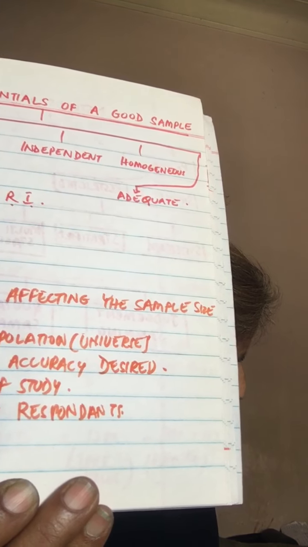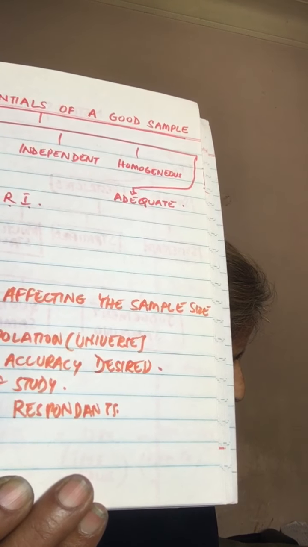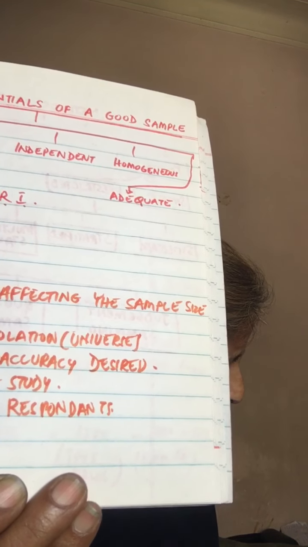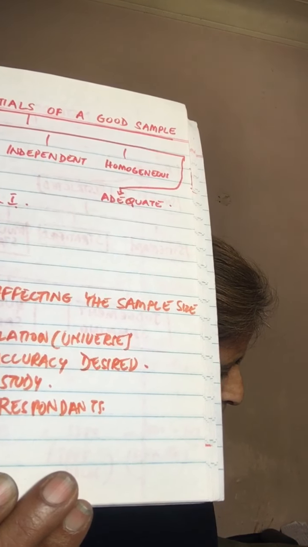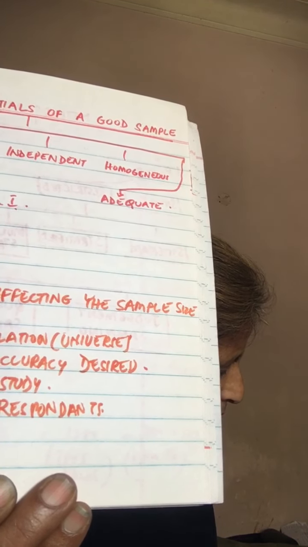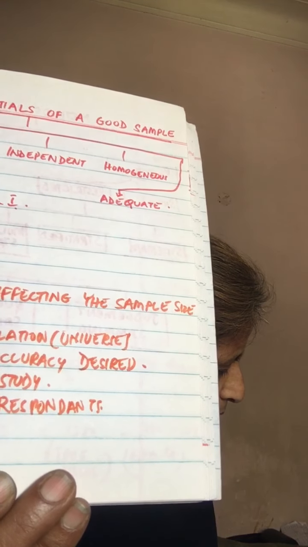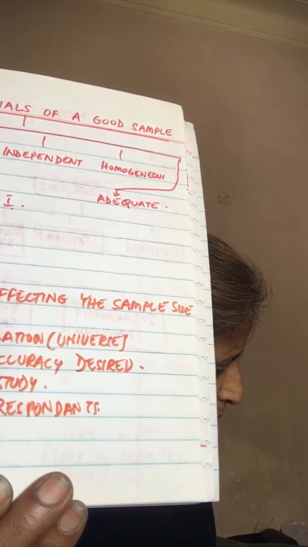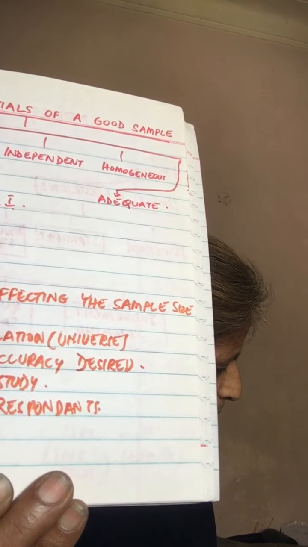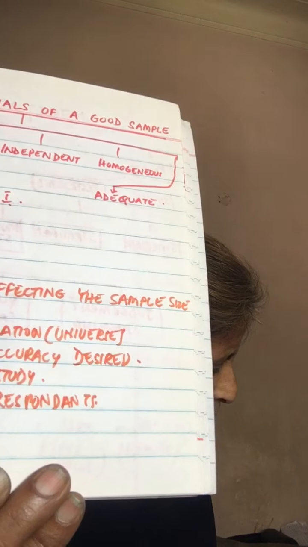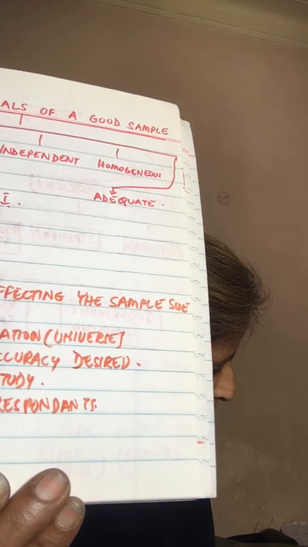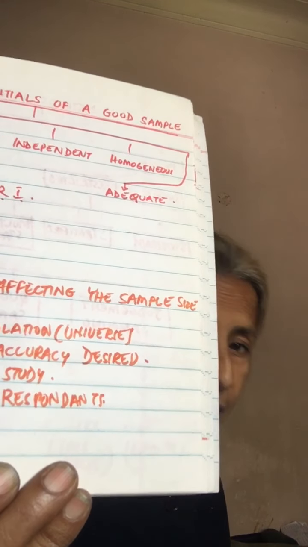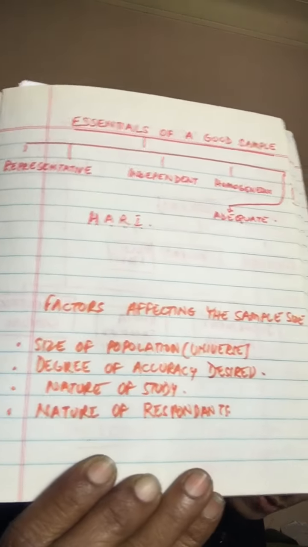A is adequacy. The number of items in the sample should be fairly adequate so that reliable conclusions are drawn. It should cover the characteristics of the entire universe. So again, that means all the characteristics of the entire population should be covered. The sample should be big enough.